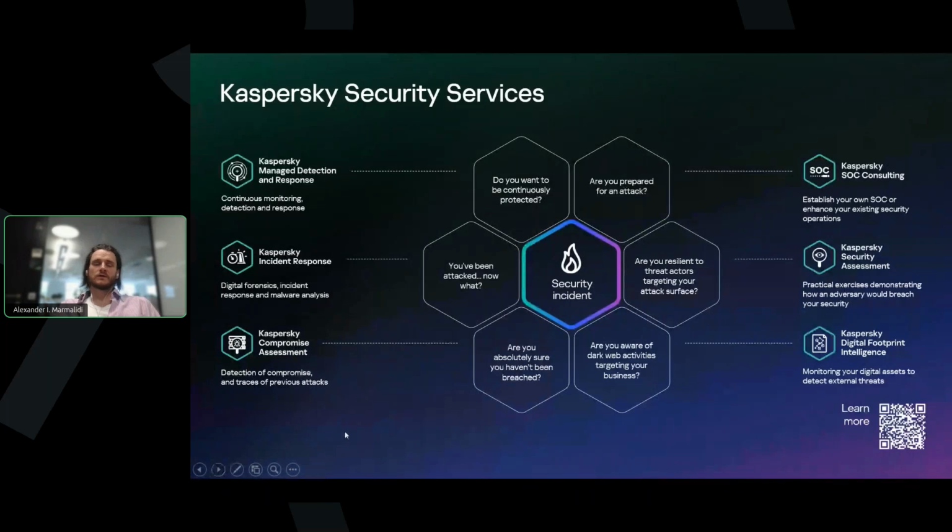Now, as I mentioned, a dedicated slide to the security services. And the main idea here is when talking or when approaching a customer, or thinking about approaching a customer, starting from the idea of a security incident. So, would they like to be continually protected? If yes, managed detection and response is a service for them. Are they prepared for an attack? Are they resilient to threat actors that are targeting their attack surface, their cybersecurity, their infrastructure? Are they aware of web activities targeting their businesses from outside the perimeter? We have solutions to answer all of these questions, as I mentioned, with a vast portfolio of security services.